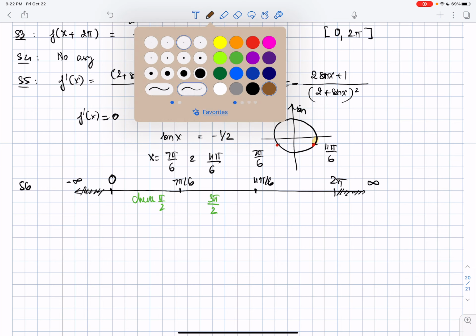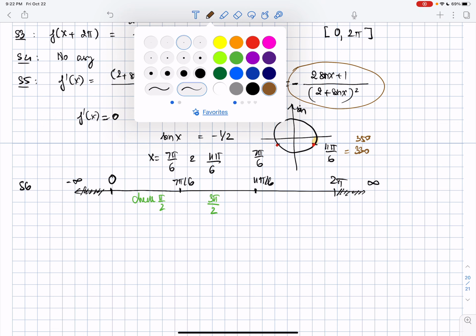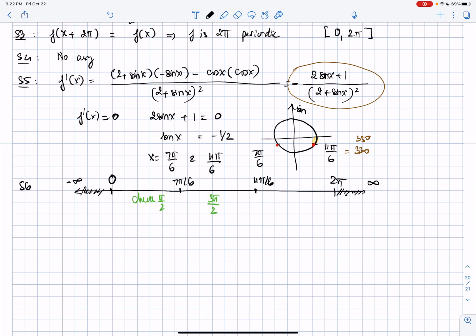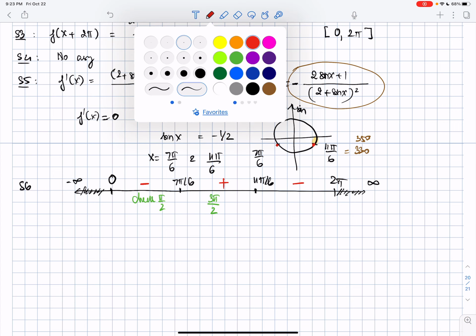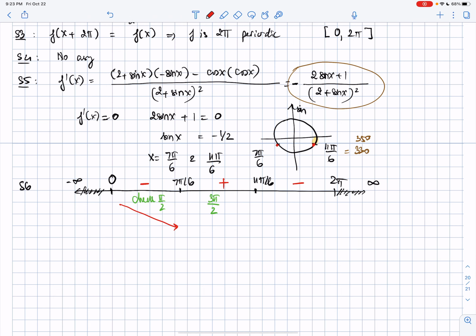Okay, so you know this is like 330, right? So you can check like 350. Okay, so plug in the f prime, so in the degree. Okay, so just put them in the calculator, and what you will get is minus right here, plus right here, and minus right here. So just check that with the calculator. Okay, so then it will be increase, decrease, increase.